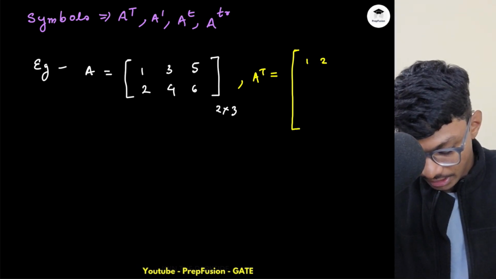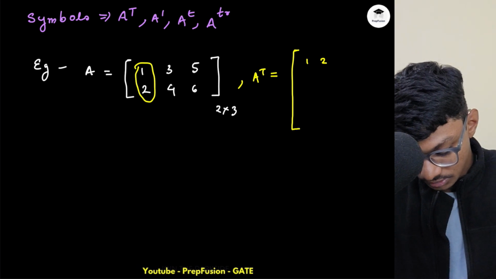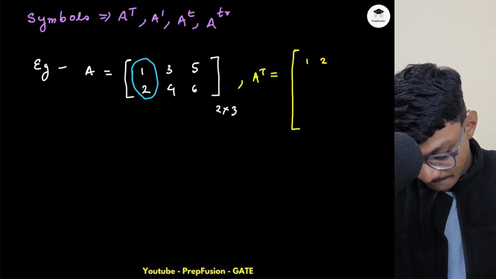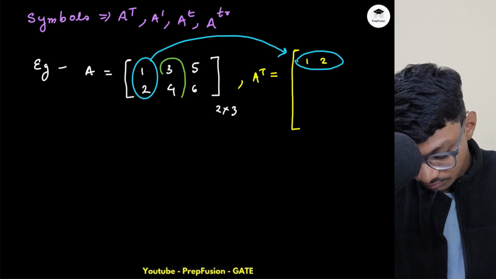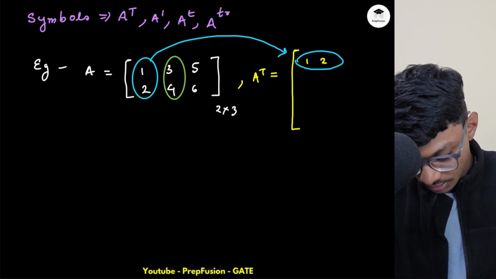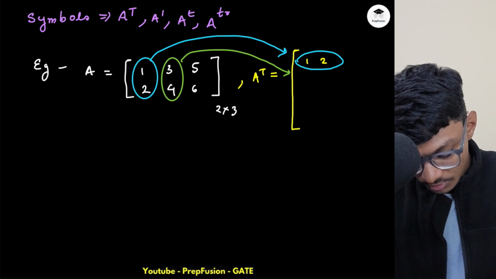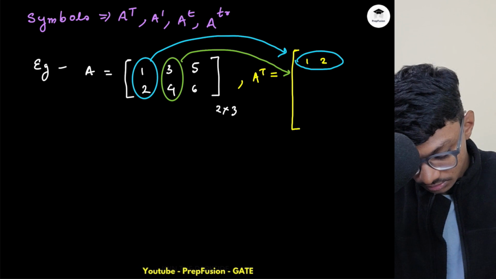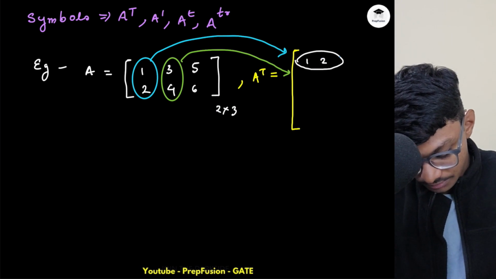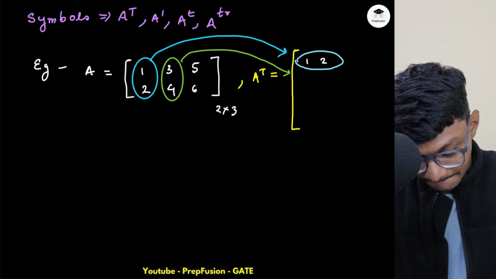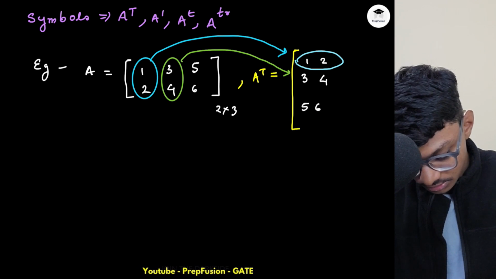What is happening here is that I change my rows into columns, or columns into rows. You can do it either way. So this is one column, and I will put this in this row, then I have another column, and I will put this in the next row. So it will be 3 4, and then this is 5 6.